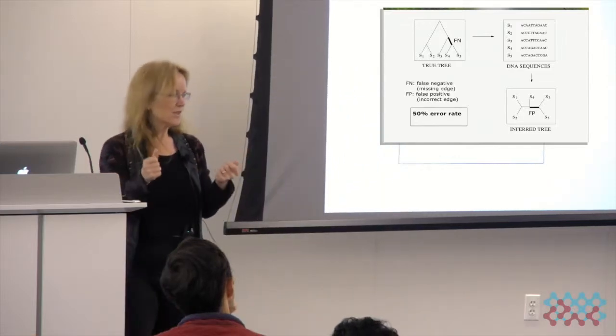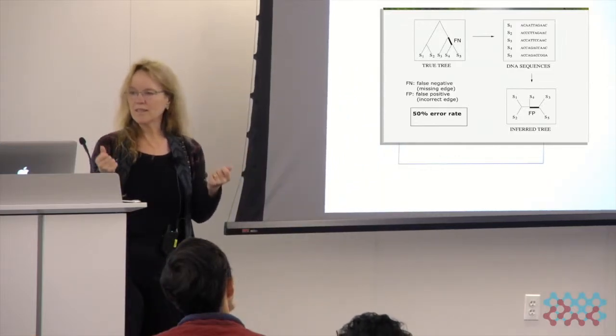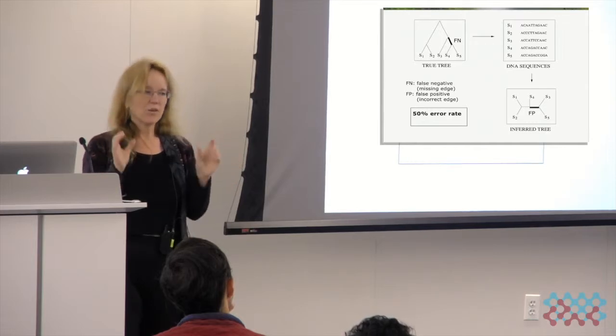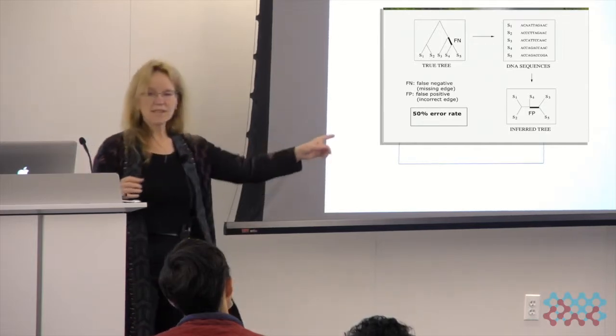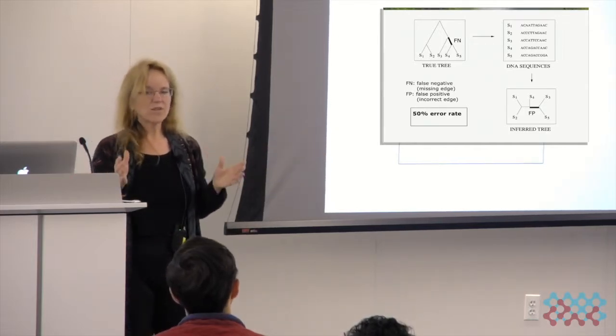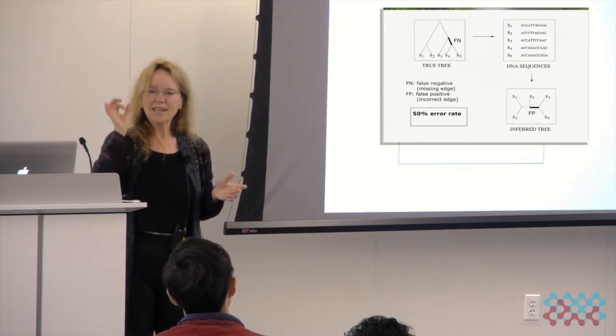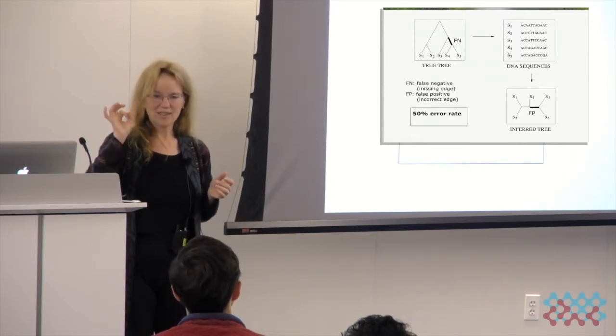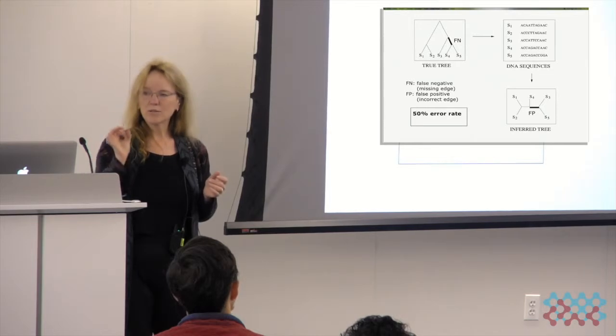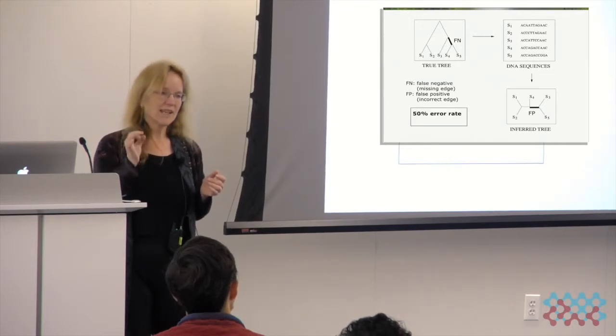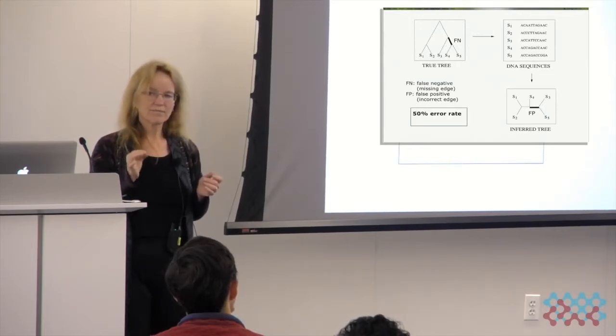And when both trees are fully resolved, otherwise known as binary, then it's the same number of each. And the only edges that matter are the internal edges. So this has one edge right, one edge wrong, 50% error. You'd like 0% error, which means you get the right tree, right? So the error rate we're going to report is the fraction of the edges that we fail to recover.